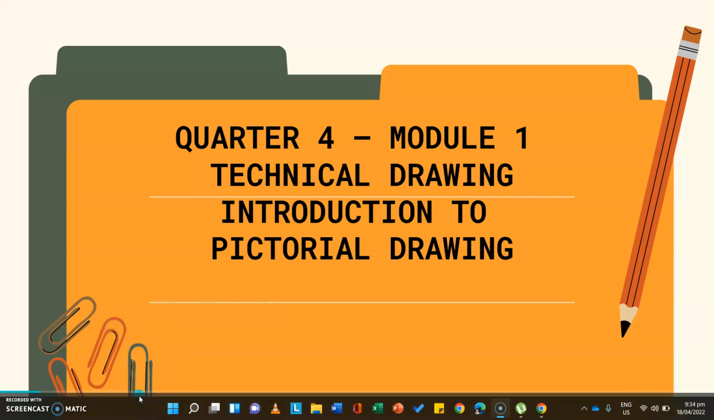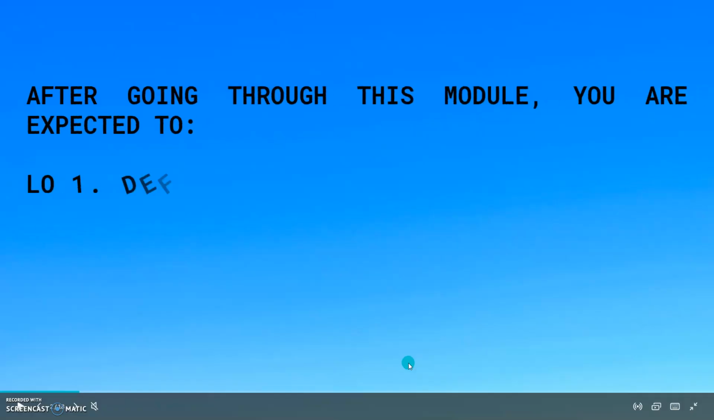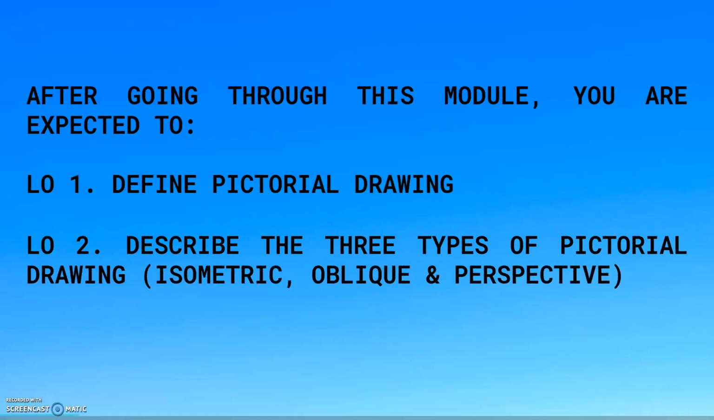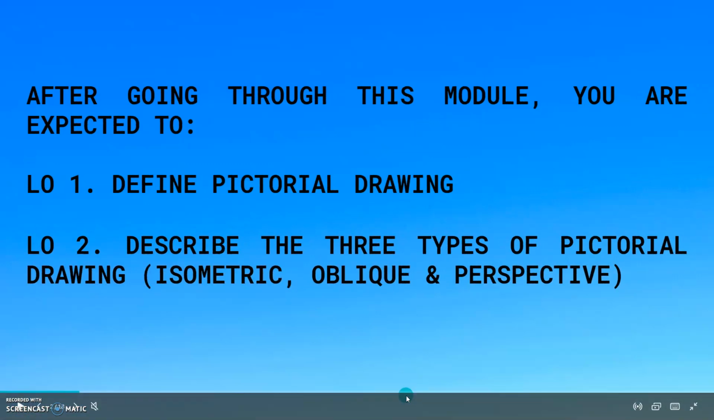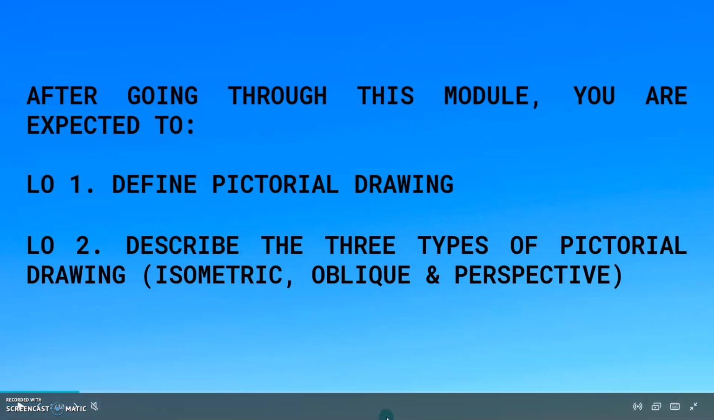Our topic for today for the fourth quarter, Module 1, Technical Drawing, Introduction to Pictorial Drawing. After going through this module, you are expected to define pictorial drawing. Number 2 is to describe the three types of pictorial drawing. First one is the isometric, the oblique, and the perspective.